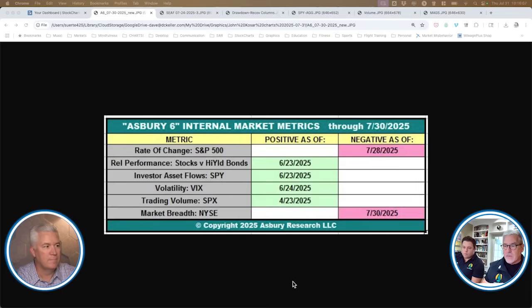And you can see 3 of those 4 turned back to positive on June the 23rd. We've got the rate of change in the S&P 500 that just flipped on July the 28th, and market breadth flipped as of the close yesterday. So what does that tell us? It tells us the market's losing upward momentum. It's picked up some momentum today. We're up 26 right now as I look at my screen. And market breadth means we need better broad participation. It looks at market breadth in the NYSE.